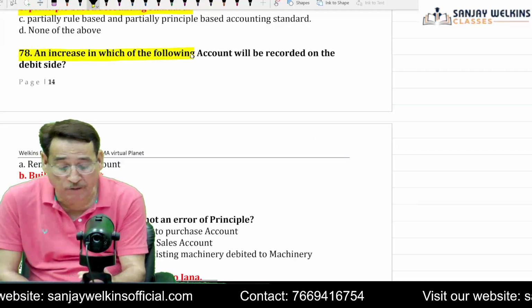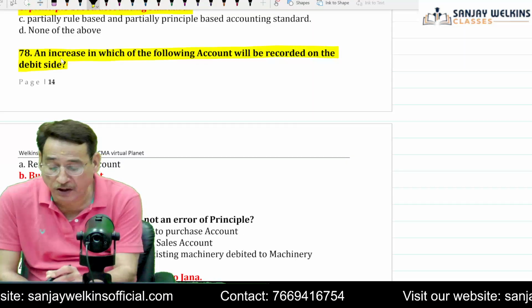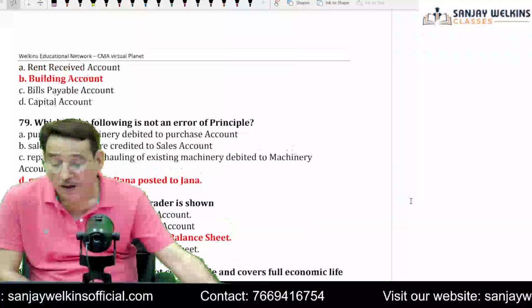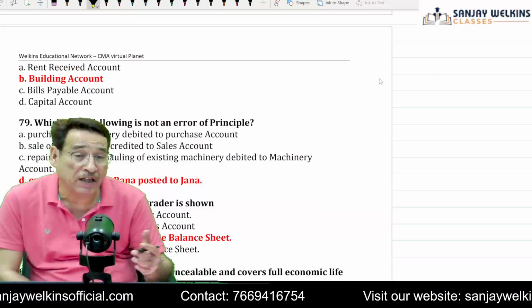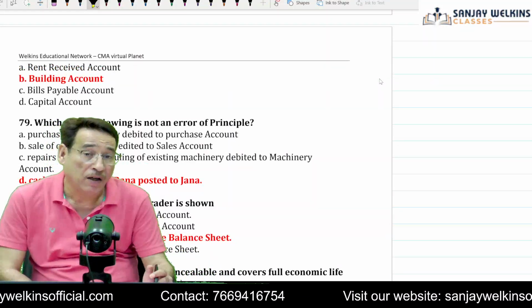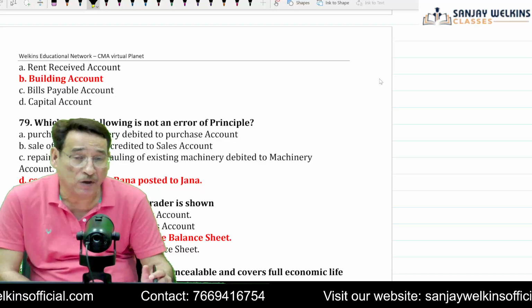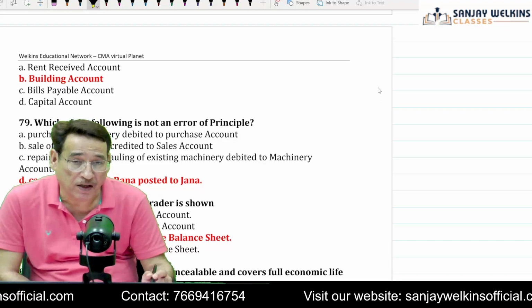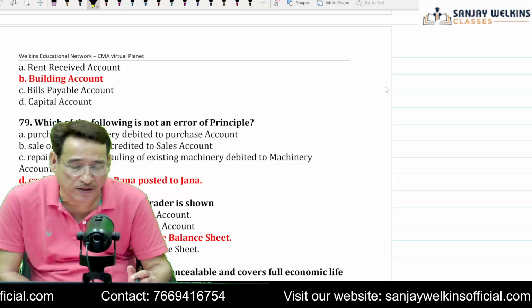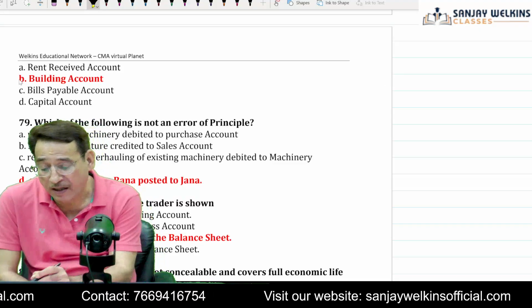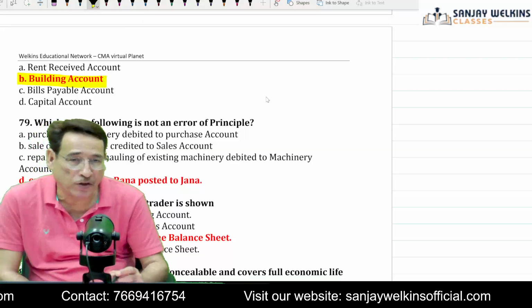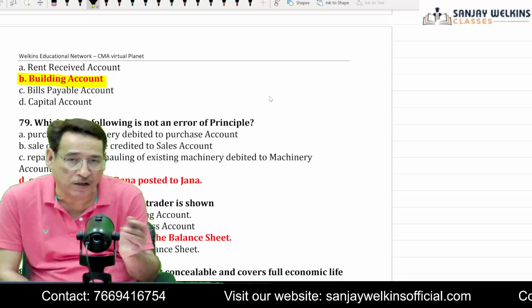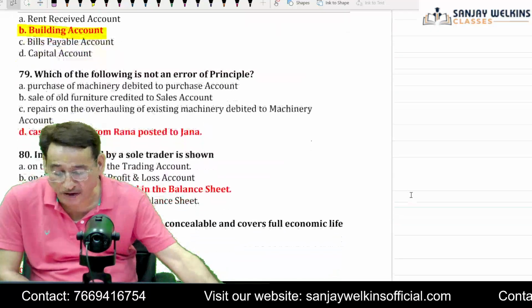An increase in which of the following account will be recorded on the debit side? Rent received. Now, rent received is not an asset, it is a liability, correct? It is an item of credit side, you can say. So, your correct answer will be building, because only with respect to asset, if the value will increase, we are going to write it on the debit side.